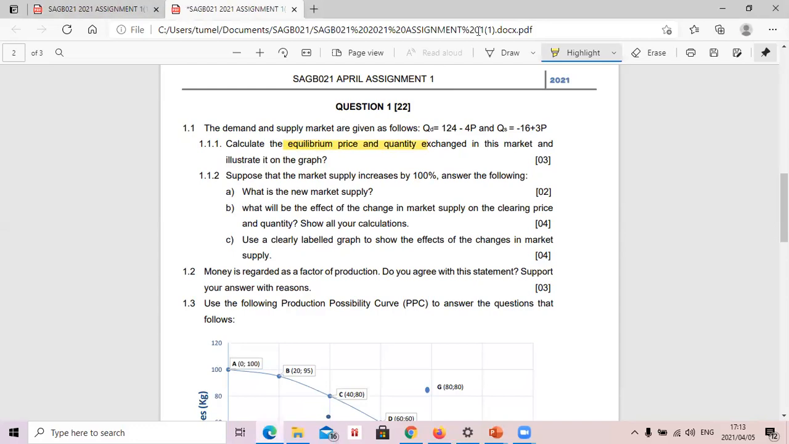What do you know about equilibrium? Those who did physical sciences, what do you know about equilibrium? If you did not do physical sciences, you did EMS in grade 9. We were doing equilibrium point. What is equilibrium point? Equilibrium is a point of balance. So in economics, equilibrium is a point whereby the quantity demanded is equal to the quantity supplied.